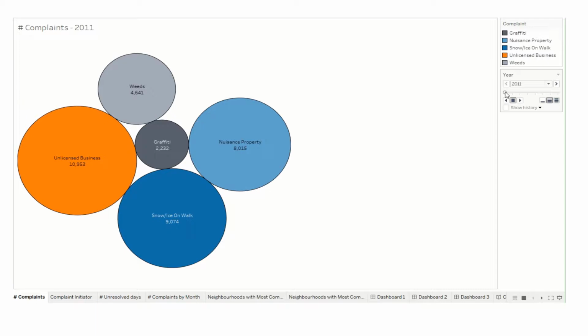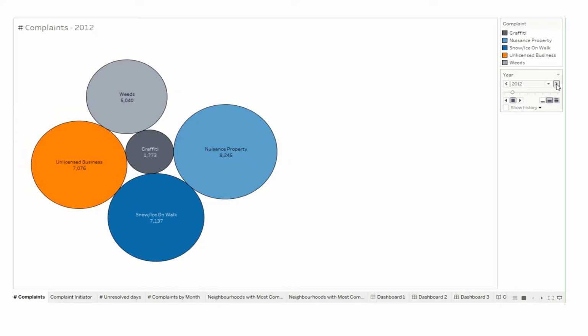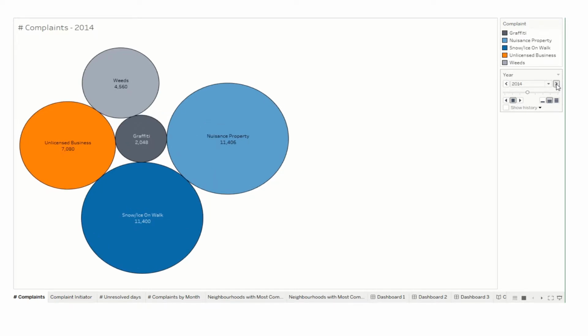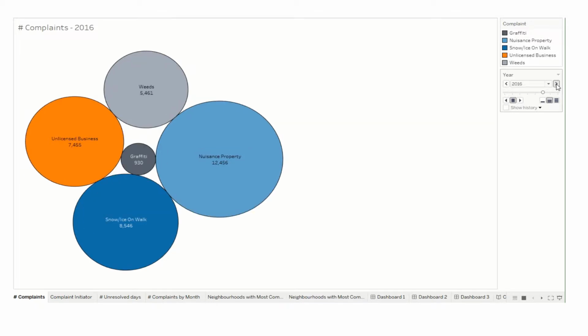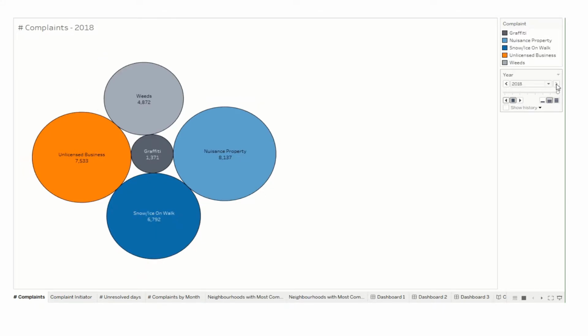So we went on a journey to find out what kind of bylaw infractions are the highest in any given year. We chose a packed bubbles visualization, which made the most sense to understand what kind of infractions are the highest in any given year. There is a very interesting pattern that you will realize by the end of the visualization, that in any given year, snow or ice on the sidewalk, as well as nuisance on property, those seem to be the biggest complaints, followed by unlicensed businesses that comes next. Unwanted weeds and graffiti seem to be the smaller of our problems.